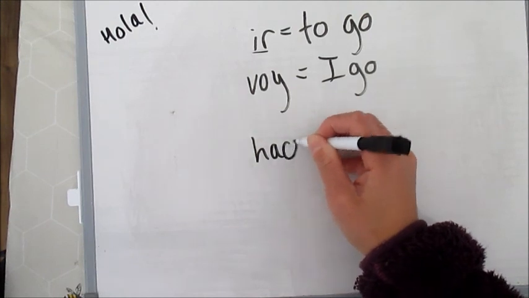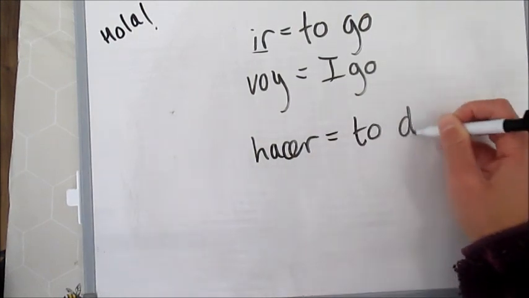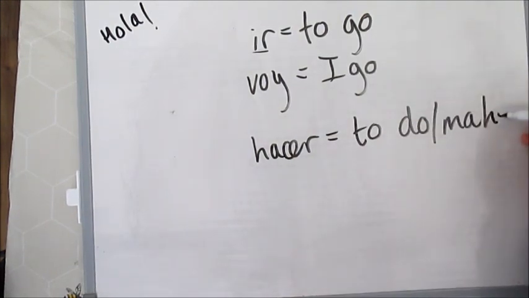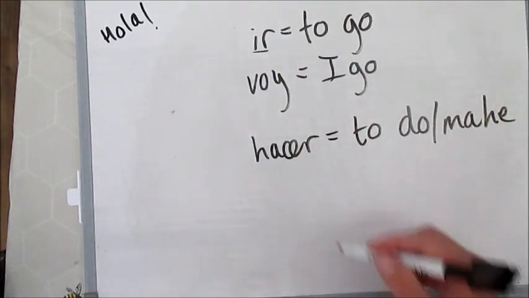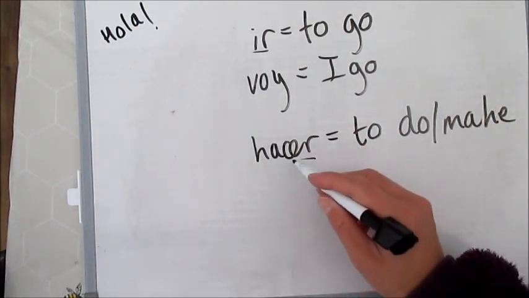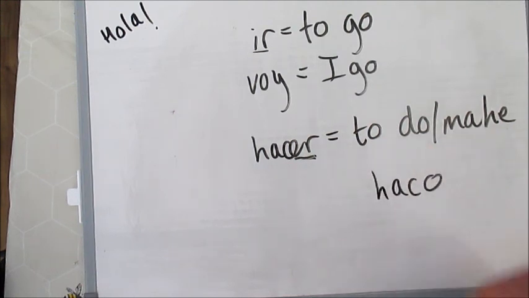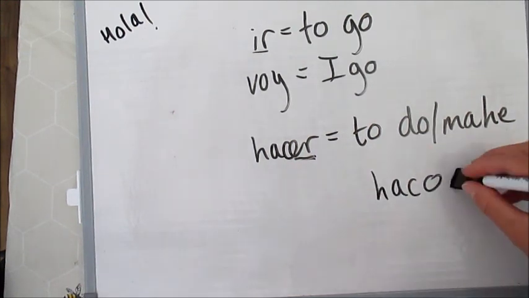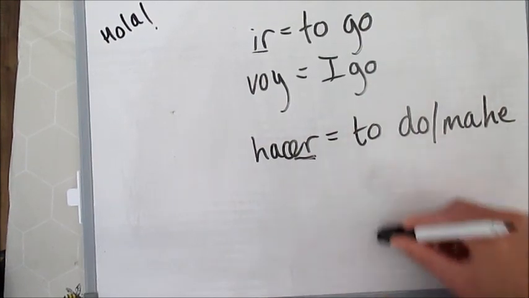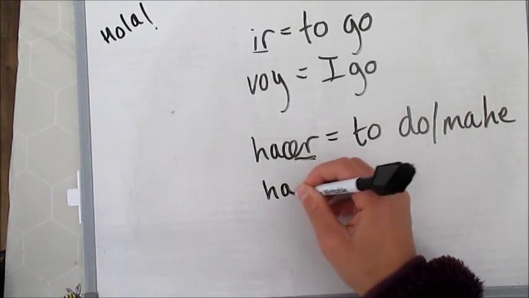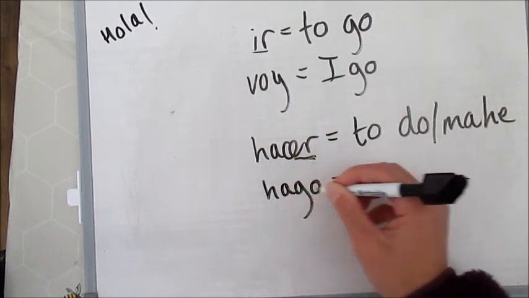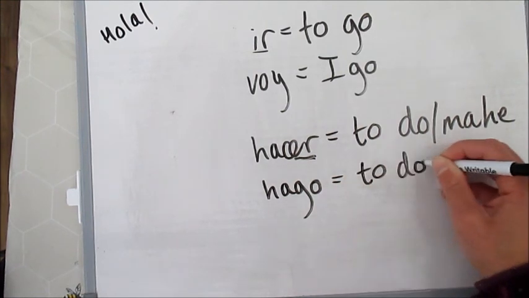Another verb is hacer, so that means to do or to make. Now if it followed the same patterns as ER verbs, we would expect to take the ER off and add an O. So we would expect aco, but that doesn't work, that's not what it is. It's an irregular, so I do or I make is hago with a G.